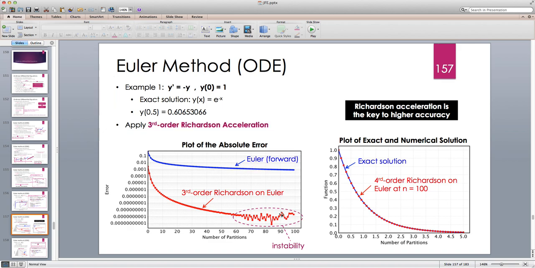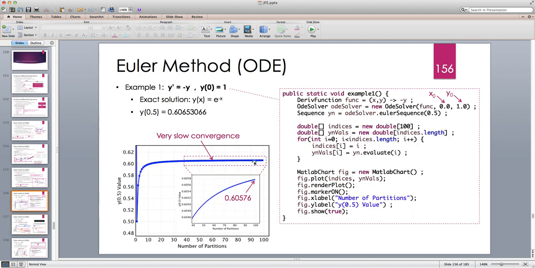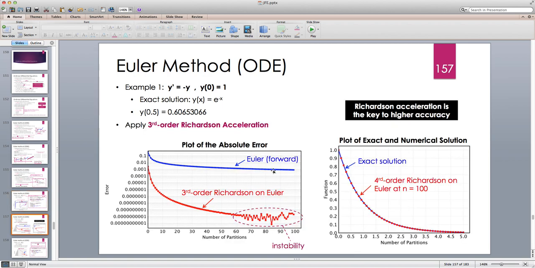As you can see, after 100 terms, the forward Euler method, the one that I showed here, definitely converges, but it only has like 2 decimal places of accuracy. But as soon as I apply a third order Richardson, you see the error goes down very rapidly. So at 100, I get more than 3, 4, 5, 6, 7, 8 decimal places of accuracy.